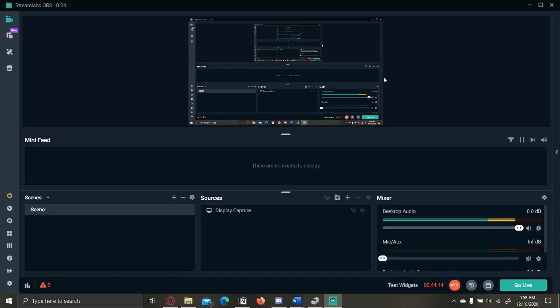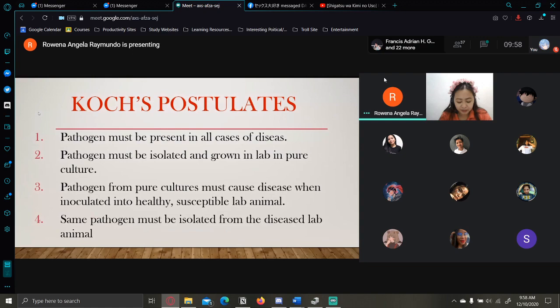Anybody who has a question regarding Koch's postulates? Miss? Yes. Meron po ako. Jeline. Miss, if I'm not mistaken po, hindi po applicable sa lahat ng diseases yung postulates niya? Yes. There are exemptions to Koch's postulates.